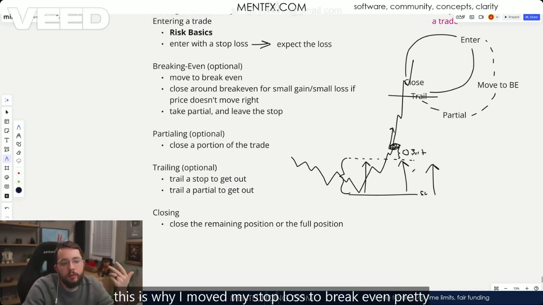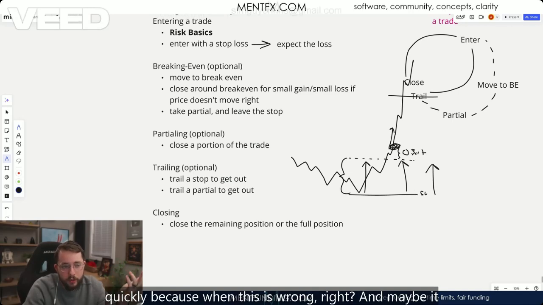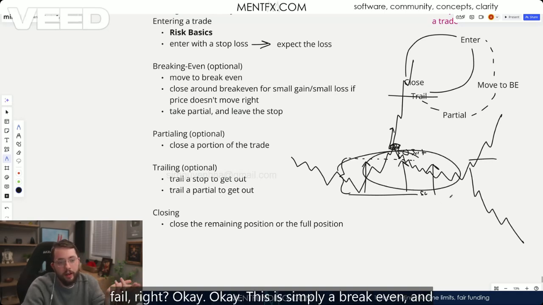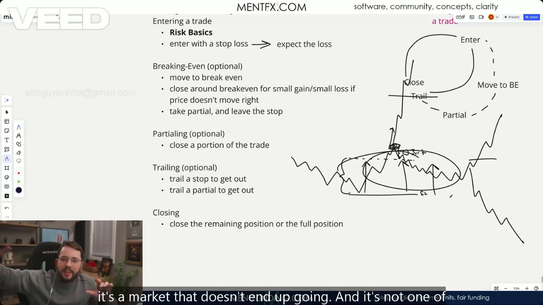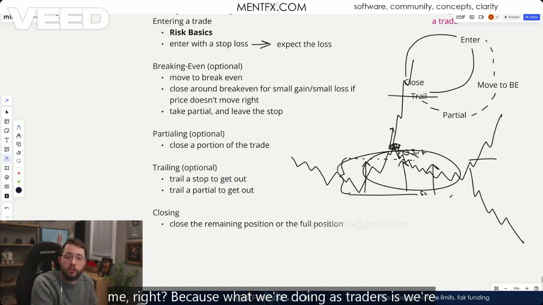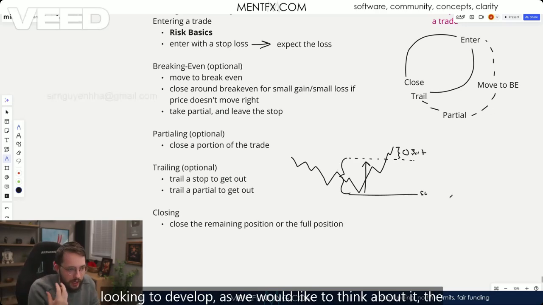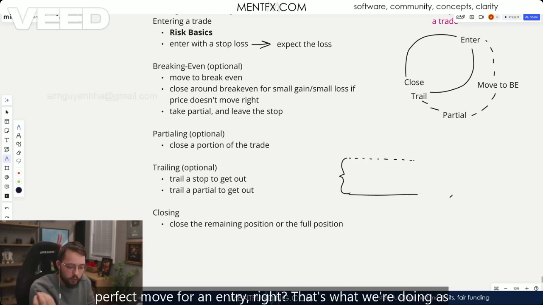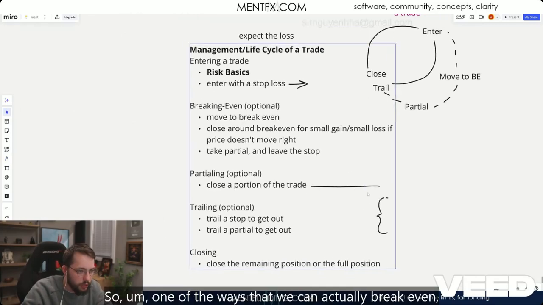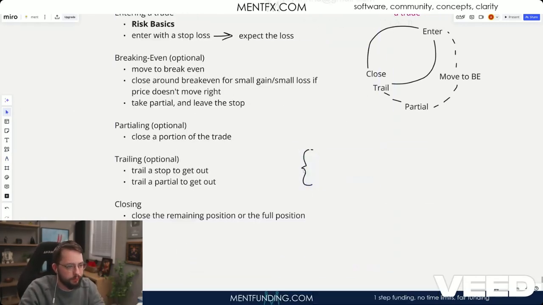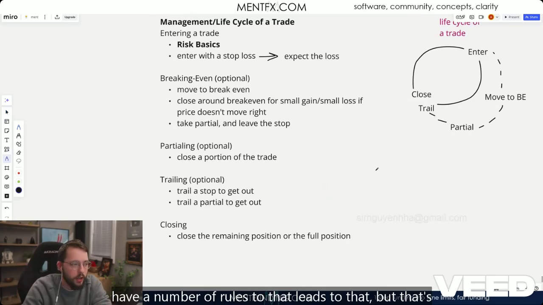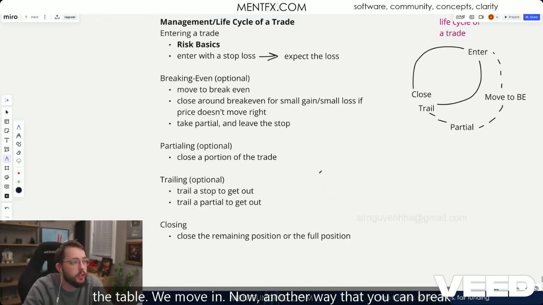So this is why I move my stop losses to break even pretty quickly, because when this is wrong, and maybe it wants to reset up and I can take a new entry here or just fail, I'm simply at break even. And it's a market that doesn't end up going, and it's not one of those what I like to consider the perfect move, at least for me, right? Because what we're doing as traders is looking to develop the perfect move for an entry. That's what we're doing as traders. We're trying to determine what is the perfect move. So one of the ways that we can break even is actually just to move to break even. You can have a number of rules that lead to that, but that's what breaking even means. It means you take your risk off the table, you move to break even.